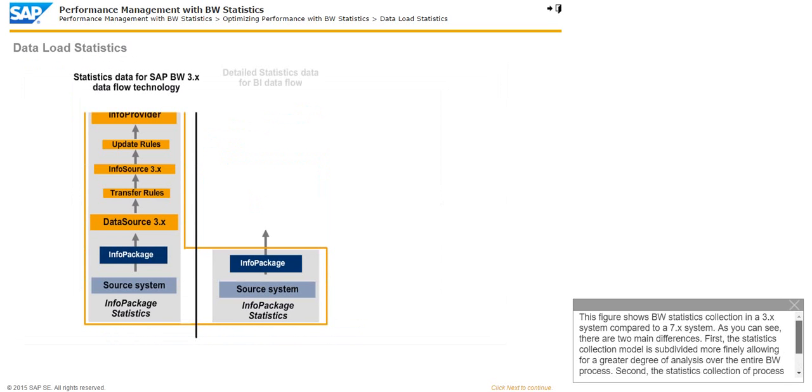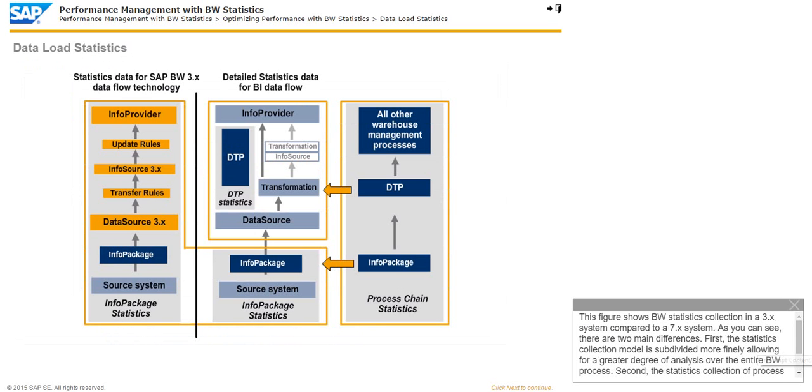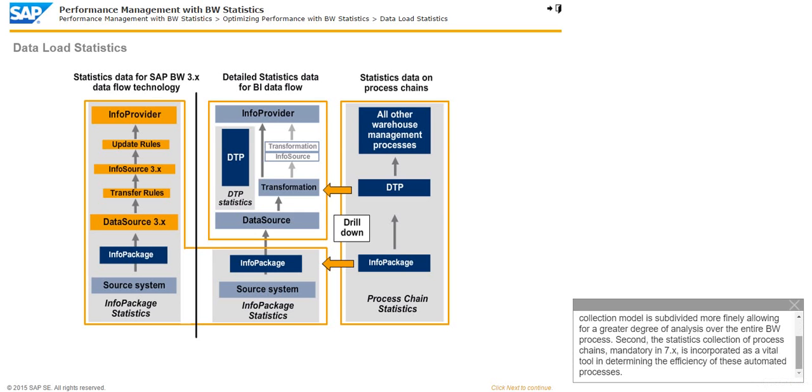This figure shows BW statistics collection in a 3.x system compared to a 7.x system. As you can see, there are two main differences. First, the statistics collection model is subdivided more finely, allowing for a greater degree of analysis over the entire BW process. Second, the statistics collection of process chains, mandatory in 7.x, is incorporated as a vital tool in determining the efficiency of these automated processes.